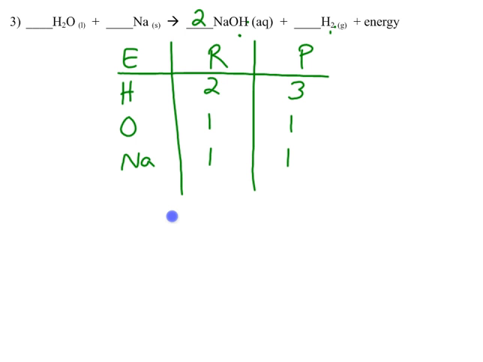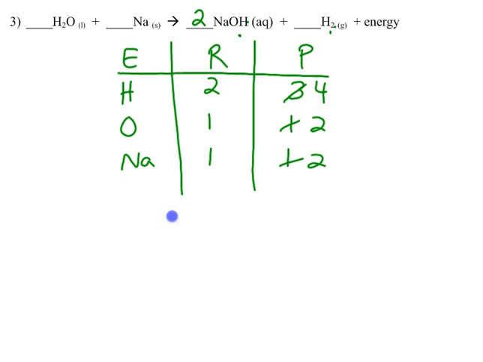If I do the 2 in front of the NaOH, I will get, on the product side, a total of 4 hydrogens, 2 oxygens, and 2 sodiums. So right now it seems kind of bleak, right? It seems like we just messed everything up. But here's where you have to have faith, okay? So use that faith to persevere here.